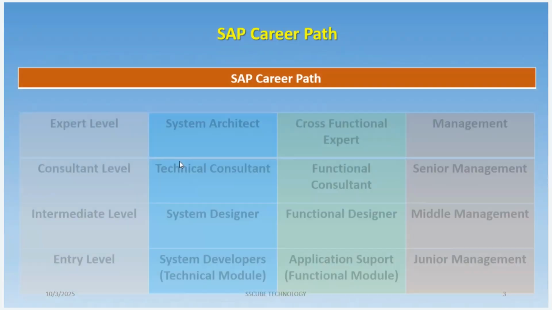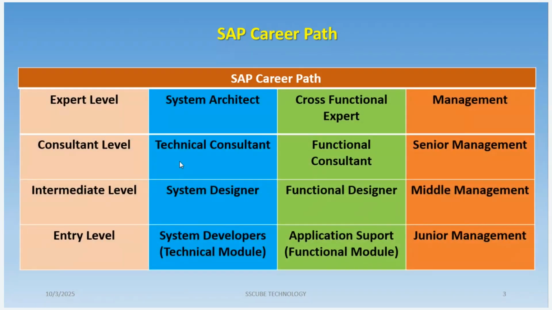Now what is the SAP career path basically? If you see here, this is the level: expert level, consultant level, intermediate level, entry level. This blue color is what you call the technical side, the green color is called the functional side, and this is the management side. Entry level is system developer, intermediate level is system designer, consultant level is technical consultant, expert level is system architect. These all are blue color. I am hovering my mouse on the technical side.